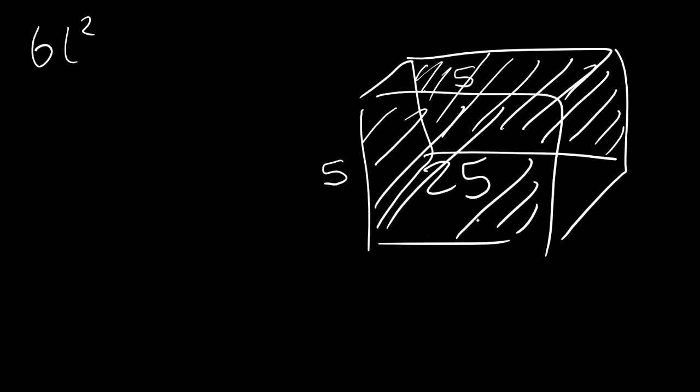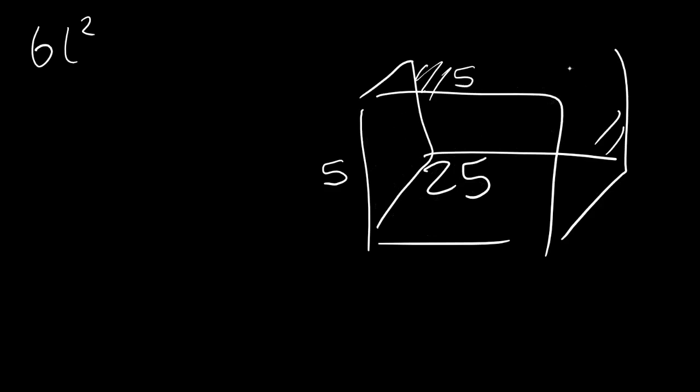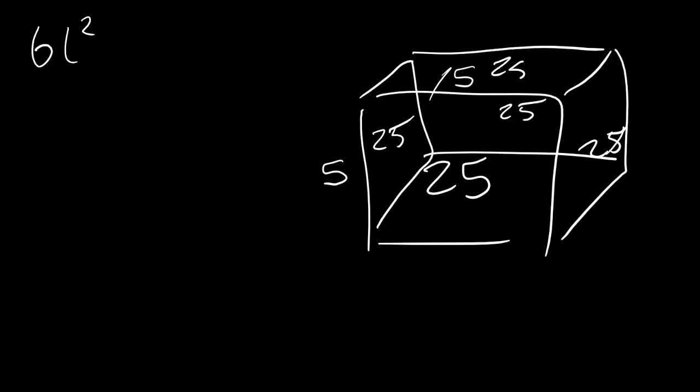Oh, I'm destroying the cube. So this back side is also 25. This side's 25. This side's 25. The top is 25. The bottom is 25. In other words, there are 6 sides on a cube, and they're all 25 units squared. My bad.